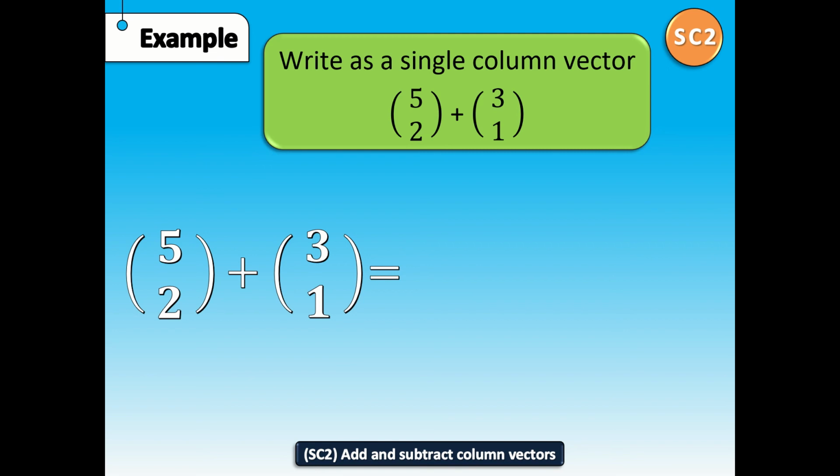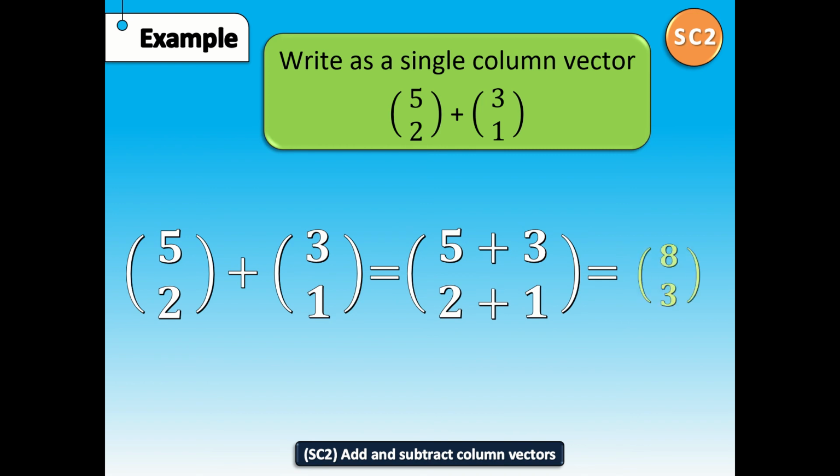So we want to write as a single column vector 5 over 2 plus 3, 1. So all we need to do here is simply add the top numbers together and add the bottom numbers together. So our answer is 8, 3.